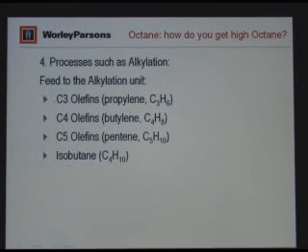Now the next process is alkylation. Alkylation is a chemical reaction process. You basically take olefins, C3, C4, C5, and isobutane, and then you combine them together. You can see you've got a C3, a C4, C5, and a C4. If you combine them together, you can get something in the gasoline boiling range.